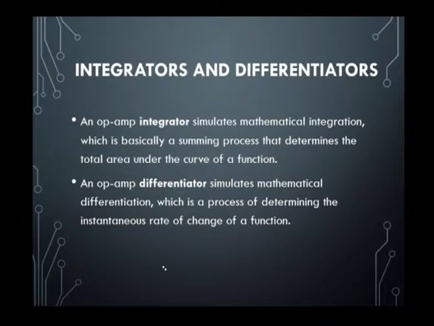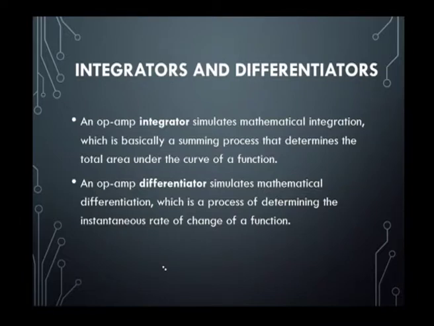Next we move on to integrators and differentiators. These are two different circuits which help us in dealing with mathematical operations. Integration is basically a summing process that determines the total area under the curve of a function. So, to find the total area under the curve of a function, we need to integrate the values, and for that purpose we need an integrator circuit. Another type is the differentiator, which is a process of determining the rate of change of a function. When the rate of change of a function has to be determined, we use differentiators.